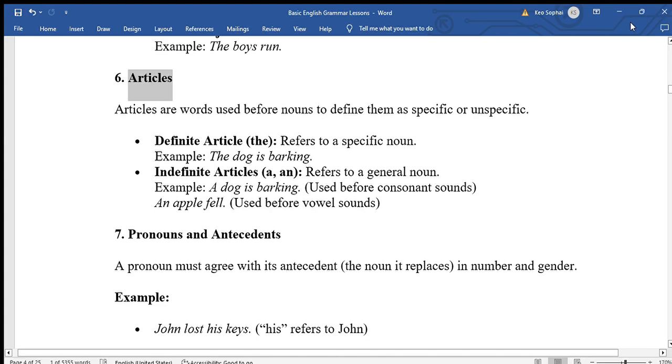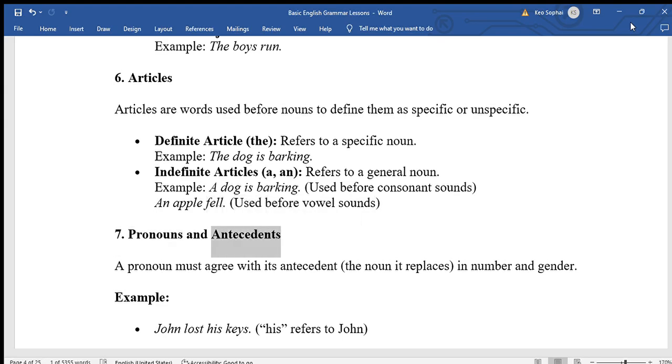6. Articles. Articles are words used before nouns to define them as specific or unspecific. Definite article, the, refers to a specific noun. Example, the dog is barking. Indefinite articles, a and an, refer to a general noun. Example, a dog is barking. A is used before consonant sounds. An is used before vowel sounds. An apple fell.